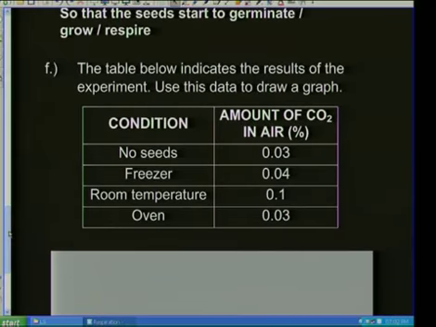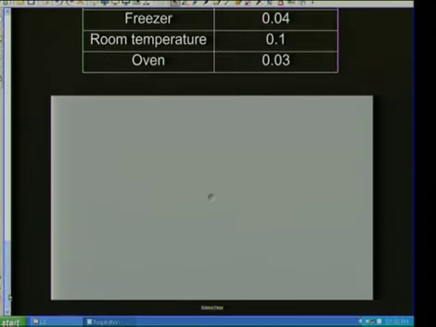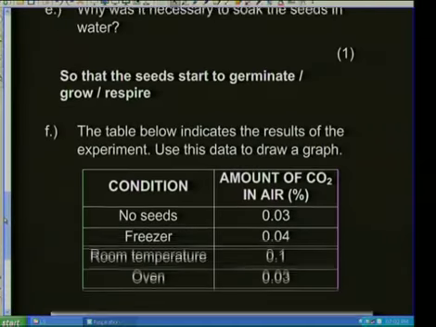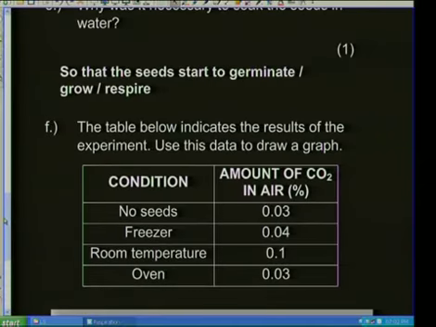Now, the table below indicates the results of the experiment. Condition: no seeds, freezer, a room temperature, oven. Amount of carbon dioxide in the air, given all these possibilities. So they say, use the data to draw a graph.